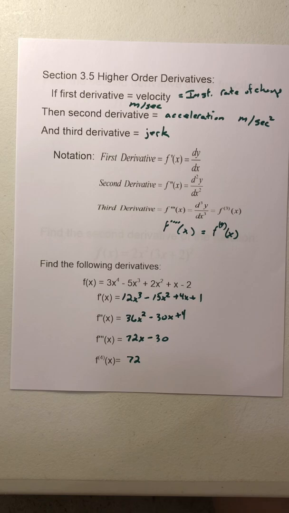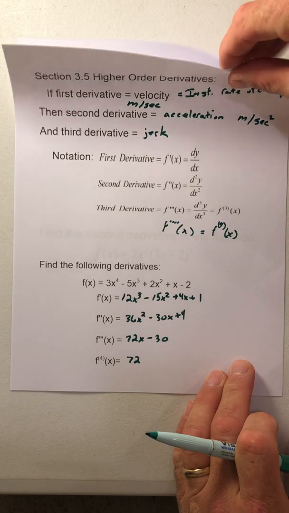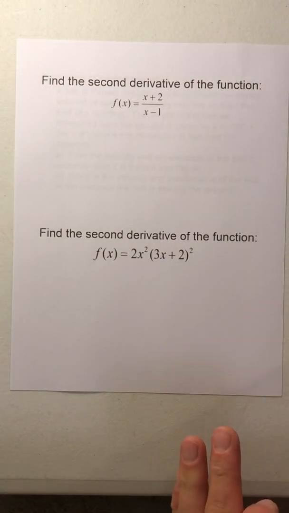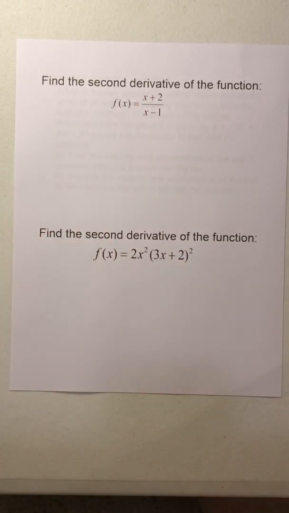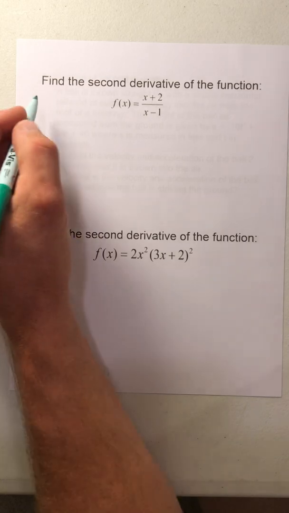We'll see that relationship between the exponents decreasing. Now, that's not going to happen when we look at a quotient rule or a product rule. Hey, that looks like fun, doesn't it? So let's go ahead and find the second derivative of (x + 2) over (x - 1).